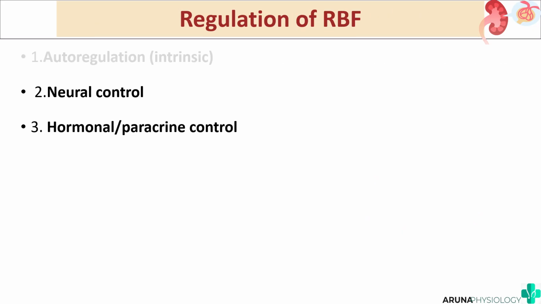So of the three, we've seen the neural regulation also. The last one is hormonal or paracrine control. As I said before, the action of vasoconstriction and vasodilation has a huge effect on the renal blood flow as well as the glomerular filtration rate. So we've got some hormones or substances that act on the nephron and have a constricting action as well as a dilating action. So we'll see what they are.